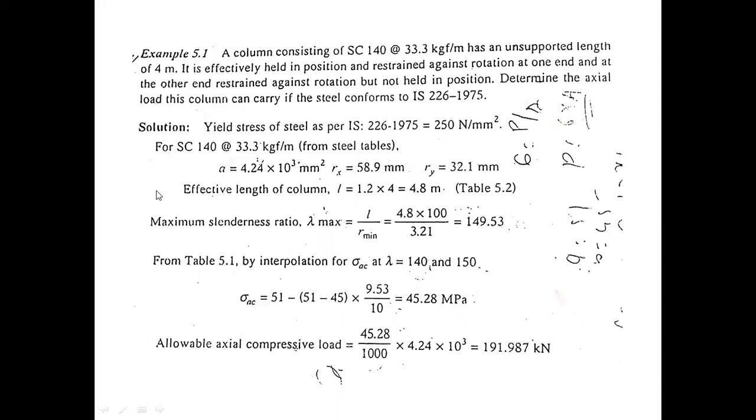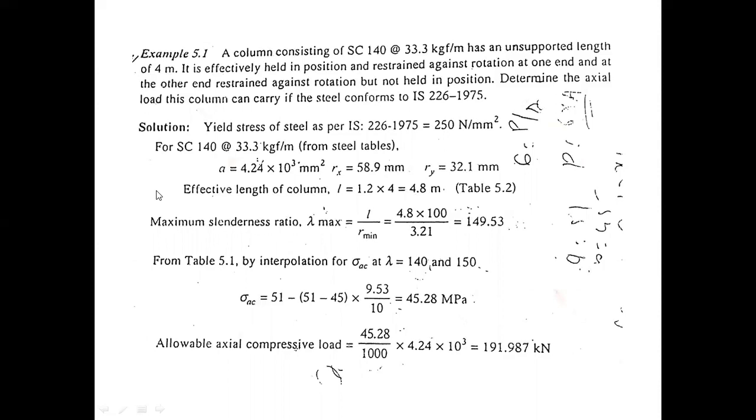So we'll look for the SC 140 member in the steel table. We'll get the properties for the steel member SC 140, that is area is equal to 4.24 into 10 raised to 3 mm², Rx is equal to 58.9 mm, Ry is equal to 32.1 mm.